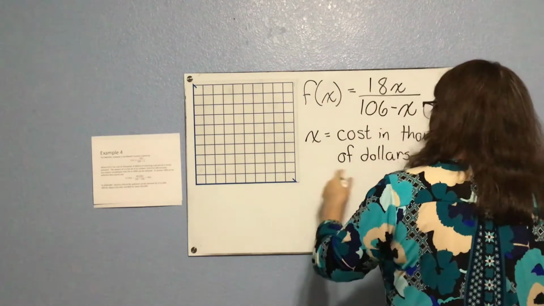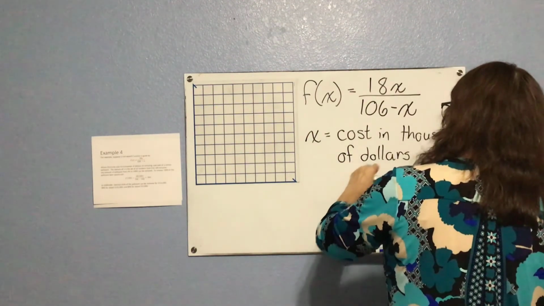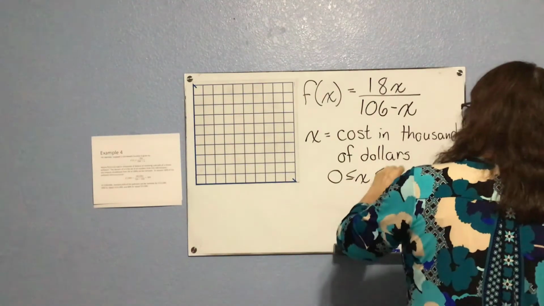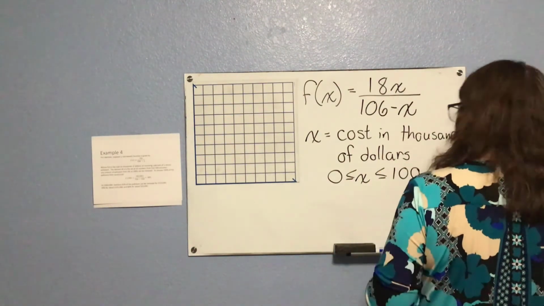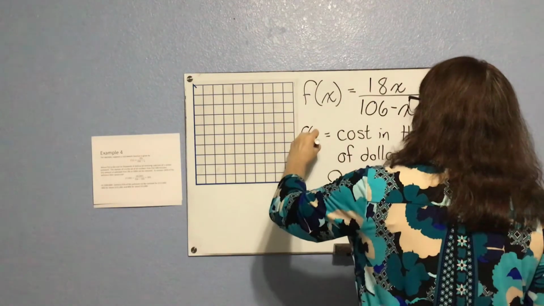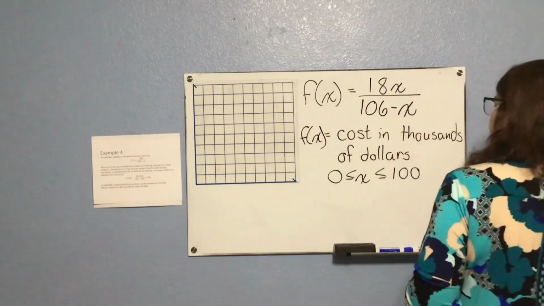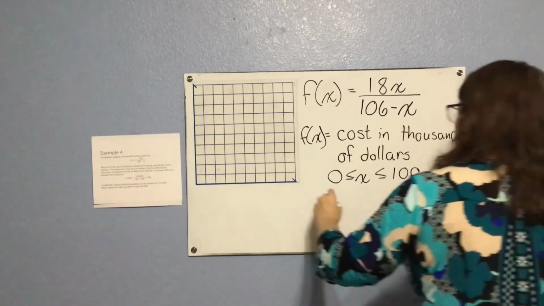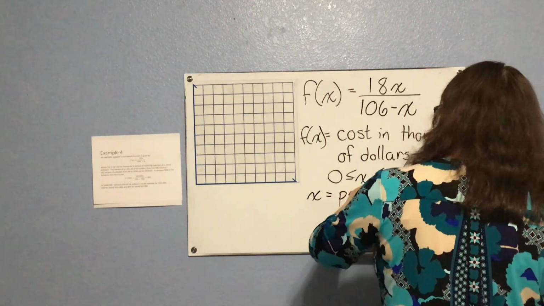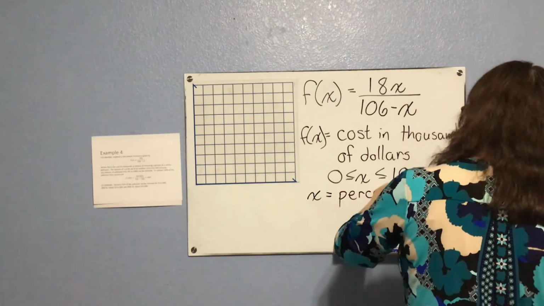Okay, we would say the domain of x, that x could be anywhere between 0 and 100, because this is f of x. F of x is the cost in the thousands of dollars. X is the percentage of the pollutants that we're going to try to remove.